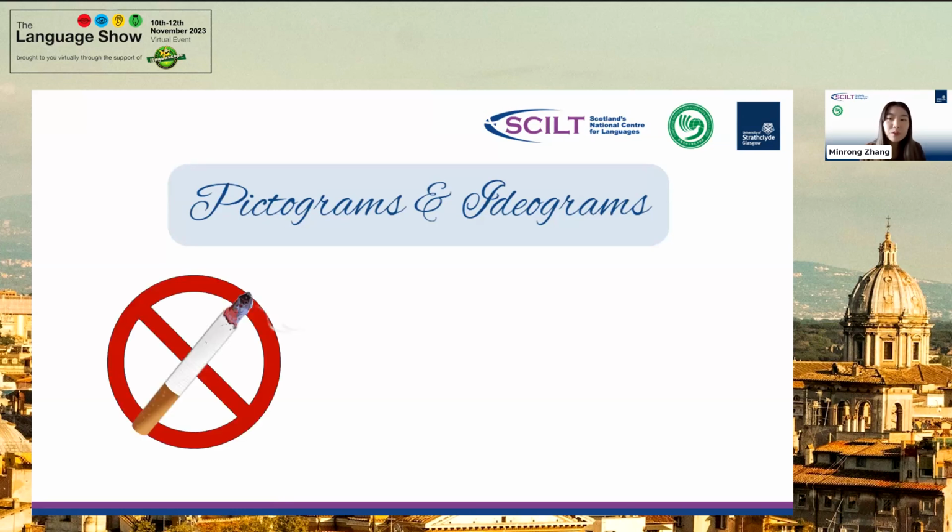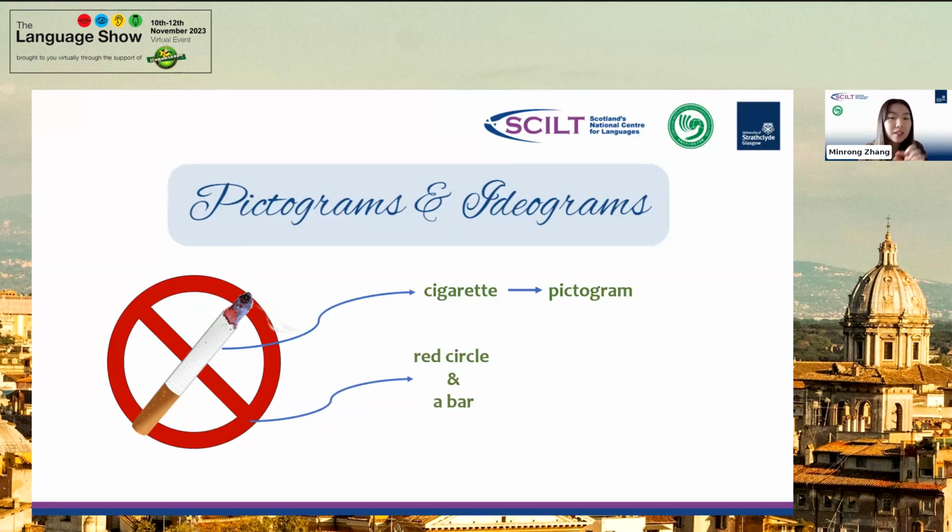So now have a look at this image. When you see this cigarette, you know it is a cigarette, and it's obvious. So this is called a pictogram. And when you see this one, red circle and the bar, you know the meaning is no, you can't do certain things. That is an ideogram. So basically, pictograms are pictures which resemble what they signify, and ideograms are pictures which represent ideas.